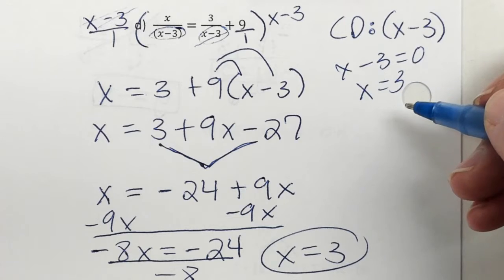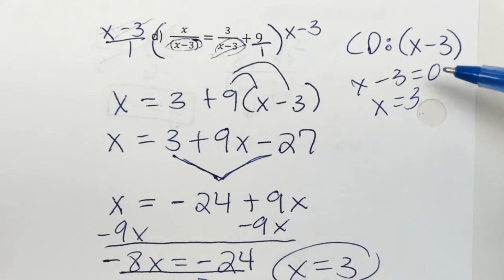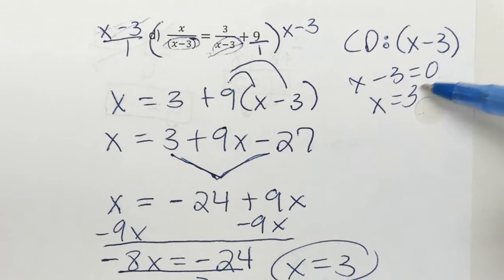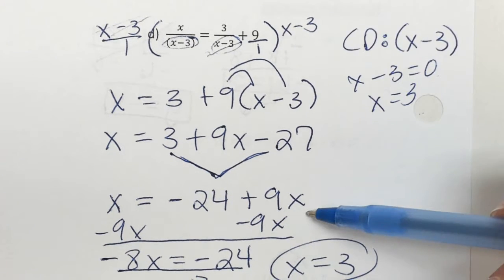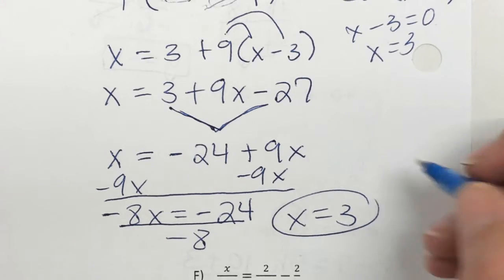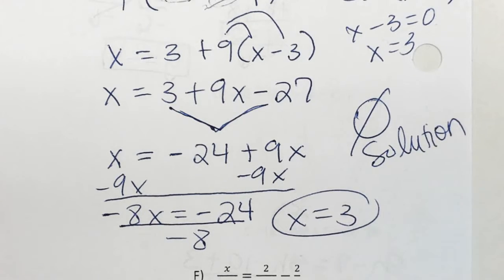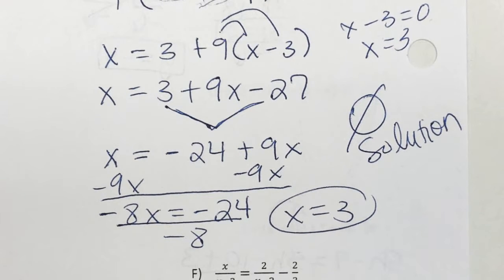Does that make sense? I'll say it again. Just set the bottom equal to 0. Solve for x, which you would do here by adding 3 to both sides. Then work it out. If it's 3 and these two match up, it's no solution. Does that make sense?